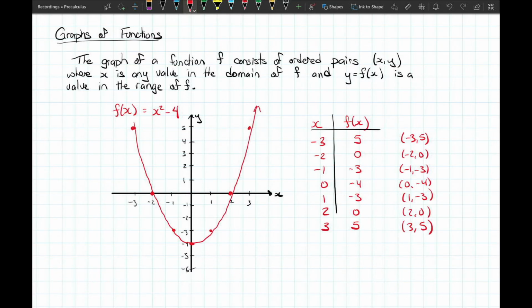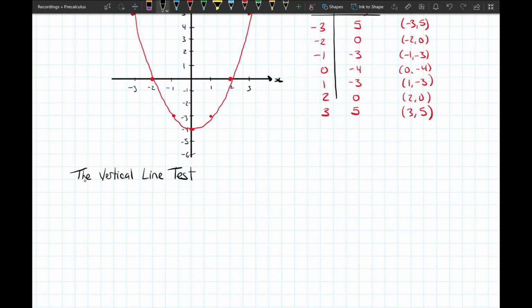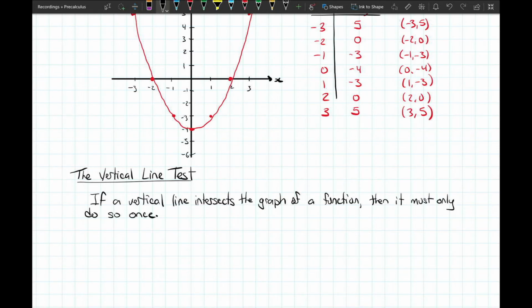Now, you'll notice that as we draw through the graph, we will never have 2 points directly above or below each other. Due to the fact that every x has a unique output, we have something called the vertical line test. The vertical line test says that if a vertical line does intersect the graph of a function, then it must only do so once. We may have occasions where a vertical line does not cross the graph, and that would be where that value of x is not in the domain.